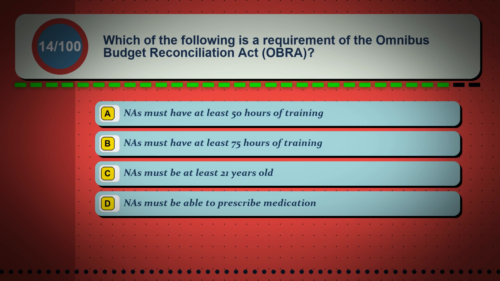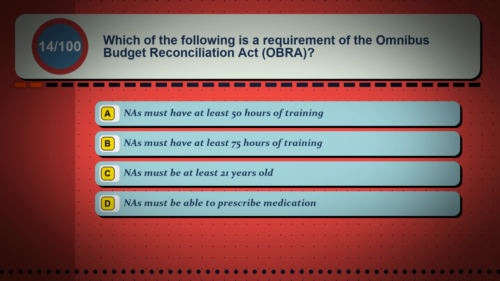Question 14. Which of the following is a requirement of the Omnibus Budget Reconciliation Act, OBRA? Option A, NAs must have at least 50 hours of training. Option B, NAs must have at least 75 hours of training. Option C, NAs must be at least 21 years old. Option D, NAs must be able to prescribe medication.